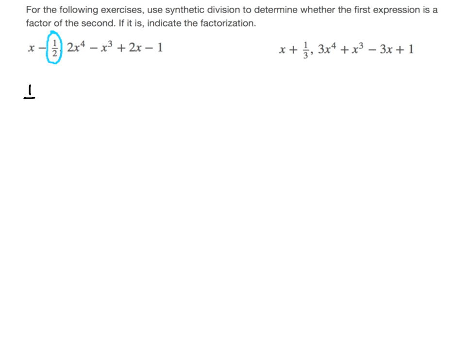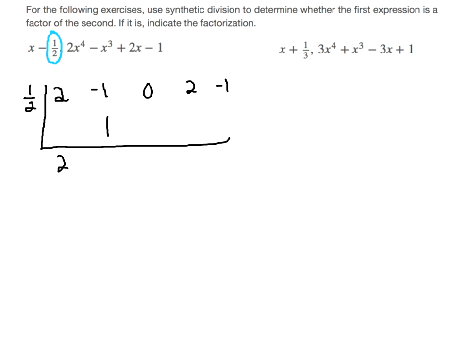So let's go ahead and look at that. I have a k value of 1/2. I have coefficients of 2, negative 1. I skipped over x squared, so I need a 0 there. 2, 0, 0, and negative 1. Bring down, multiply with k. Half of 2 is 1. Write it in the other column. Combine down, half of 0, 0. Combine down, half of 0, 0. Combine down. Half of 2 is 1, combine down, I get a 0 remainder.